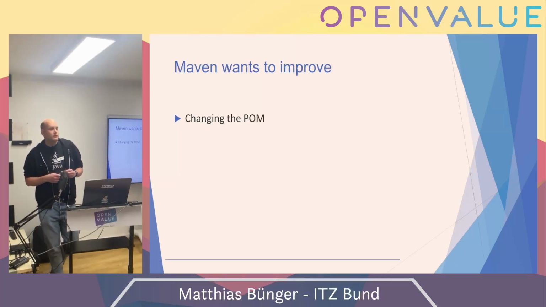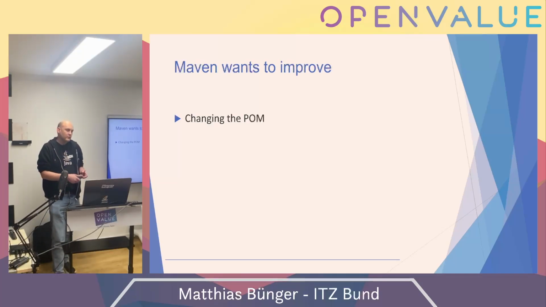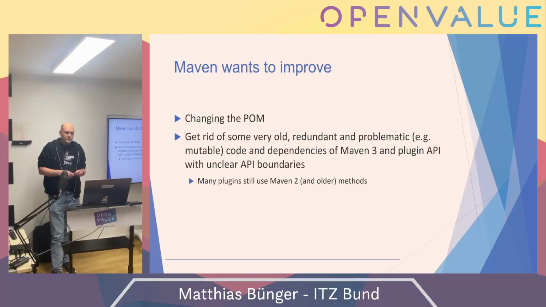changing the POM is one thing the Maven team wants to do, to improve its structure or to add new elements. And another thing Maven wants to improve is to get rid of some old redundant or problematic code, like the API developed 15 years ago, which allows plugin developers more than they should be able to do, because the API was not as closed as it should be, or even unclear, like the API boundaries.